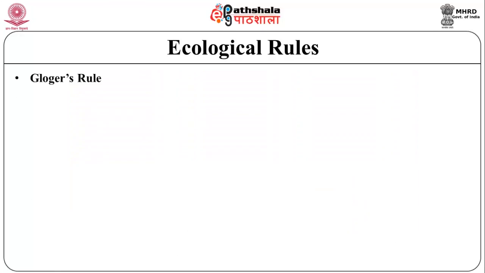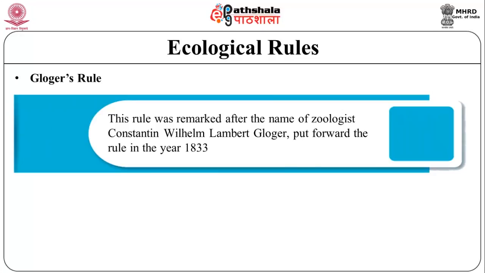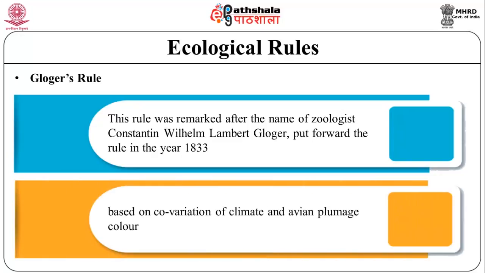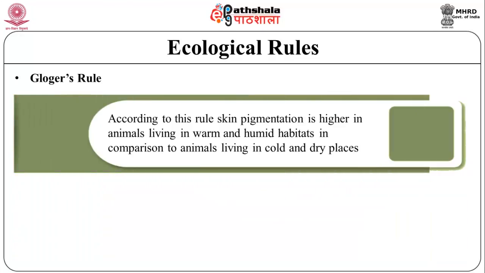Now another ecological rule is Gloger's rule. This rule was named after the zoologist Constantin Wilhelm Lambert Gloger, who put forward the rule in the year 1833 based on covariation of climate and avian plumage color. According to this rule, skin pigmentation is higher in animals living in warm and humid habitats in comparison to animals living in cold and dry places.